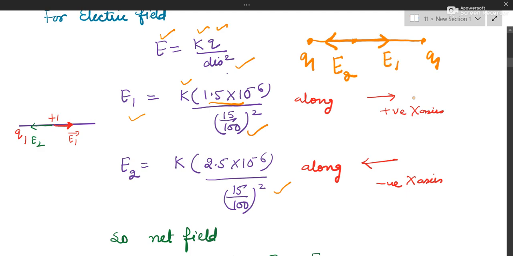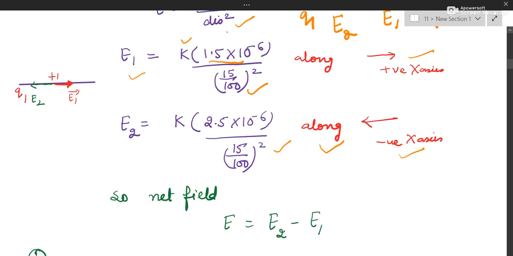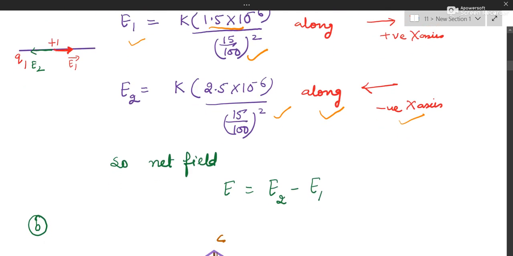I have written, you can see the electric field due to the first is along the positive x-axis, the electric field due to the second is along the negative x-axis. So they are opposite to each other, so they will be subtracted. In subtraction, who will be kept first? Who is more? You can see k, here also k, distance square is the same. So who is more? This number is more, and so E2 is more.